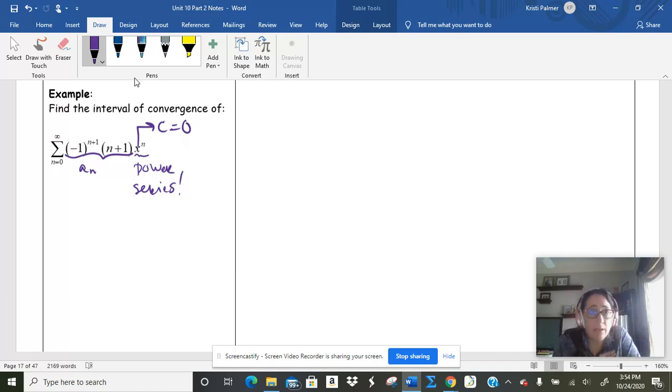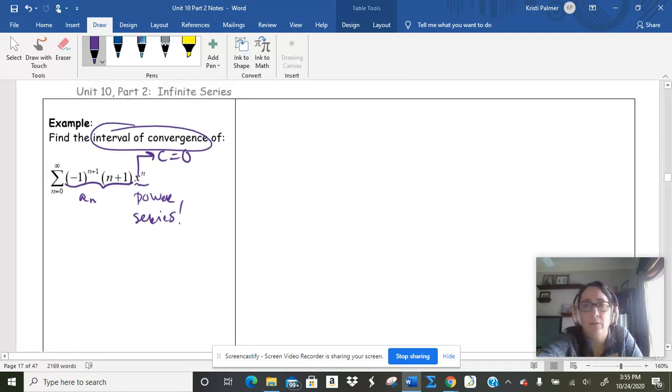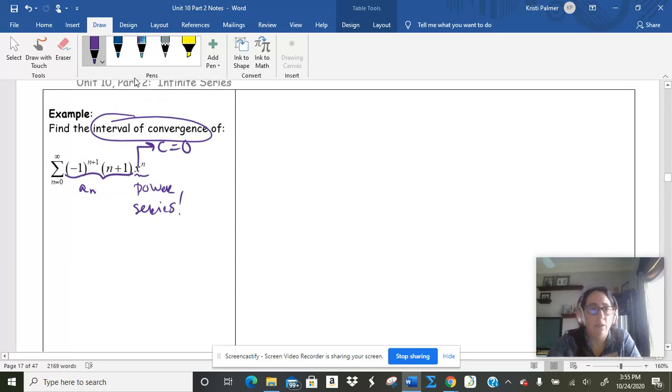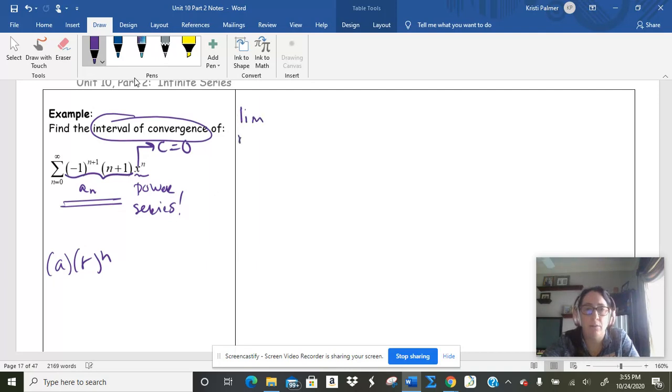So if I'm looking for the interval of convergence, I need to start either with a ratio or a geometric. This is not geometric. I don't see my a times r to the n. So I'm going to start with my ratio test with the limits. I'm taking an absolute value. So when I take an absolute value, anything that's alternating, I don't need to worry about. It's gone. So I just need to worry about the stuff that's not the alternating.